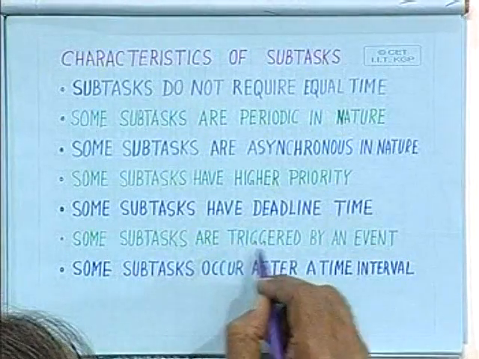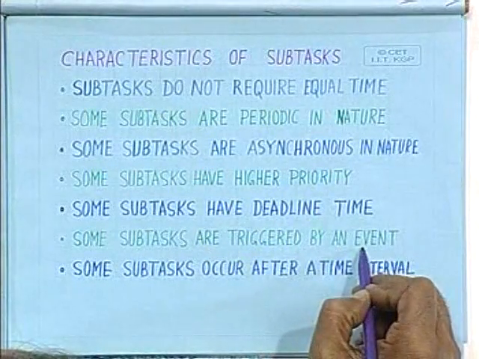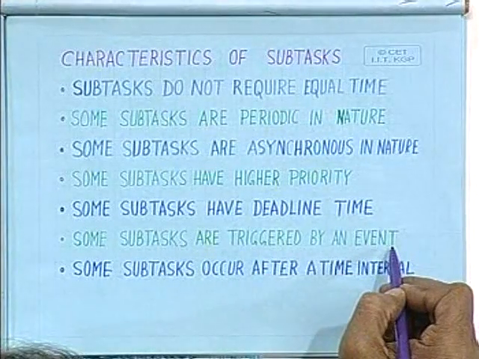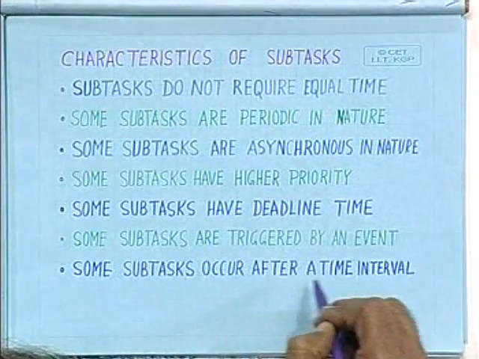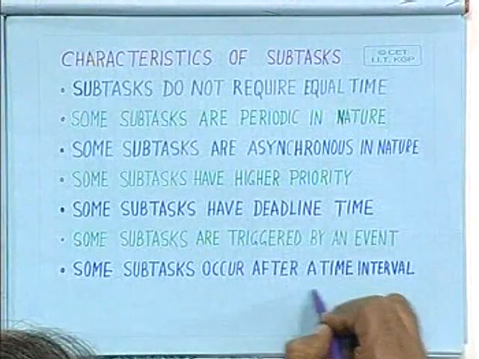Some subtasks are triggered by an event. Obviously, you will encounter some subtasks that originate because of the occurrence of another task. That means the task is triggered by an external event. So, that also has to be taken into consideration. Then the final characteristic is some subtasks occur after a time interval. That means you have to maintain some time interval, and, suppose you want to trigger an event after 2 seconds or 2 minutes or like that, that kind of subtask will also be encountered.